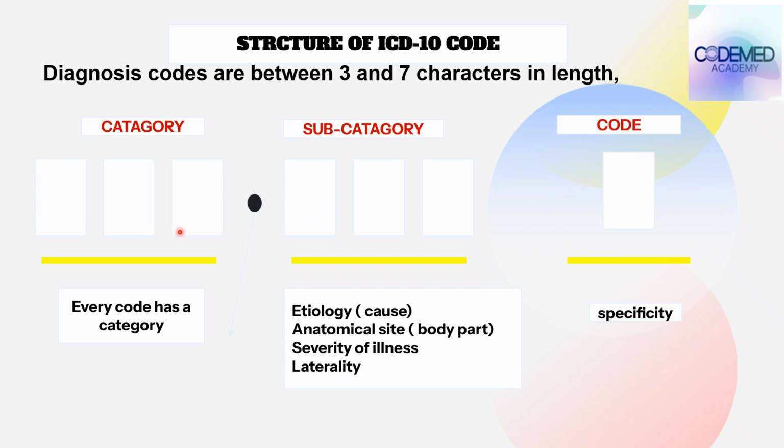So the first three characters, which every code has, are called the category. And the fourth, fifth, and sixth characters mainly talk about the etiology, anatomical site, severity of the illness, and then the laterality. And the seventh character is the specificity. So this is how the code is structured. So this is in short the structure of the ICD-10-CM code.